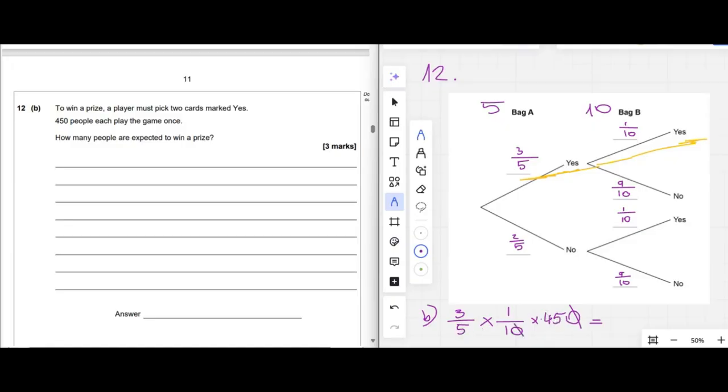45 and 5 can cancel to 9. So 3 times 9, 27 people are expected to win.